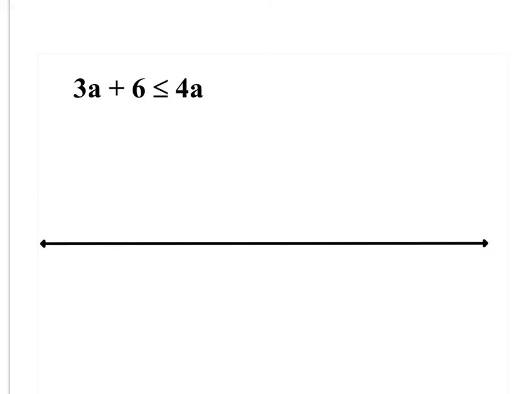Here they give you 3a plus 6 is less than or equal to 4a. Well, when we see a problem like this, our goal is always to get the variable by itself. But if you've got the variable on both sides, you have to combine the variable. If you want to move one, you have to do the opposite. So if it's positive, you subtract it. I'm going to subtract 3a from both sides.